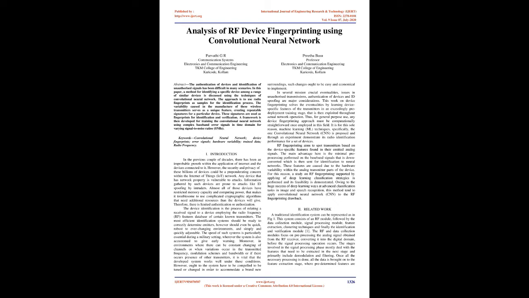The device identification is the process of relating a received signal to a device employing the radio frequency, RF, features database of certain known transmitters. The most efficient identification systems should be able to correctly determine emitters, but should also be quick, robust to ever-changing environments, and simply and quickly adjustable. The speed of such systems is particularly essential in a military setting, where the system may be used to give early warning. Moreover, in environments where there can be constant changing of channels or when variations occur in the transmitted frequency, modulation schemes and bandwidth, or if there occurs presence of other transmitters, it is vital that the developed system works well under these conditions.